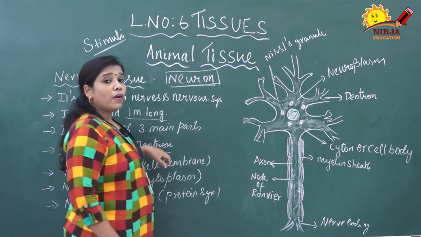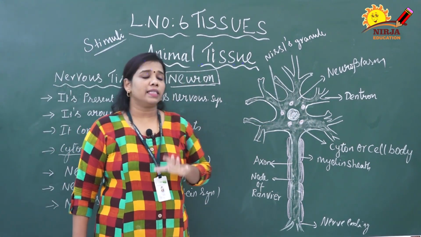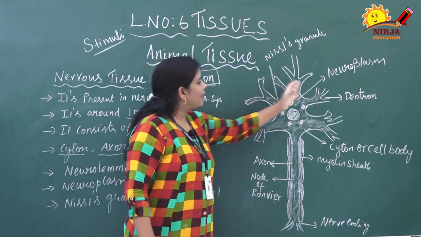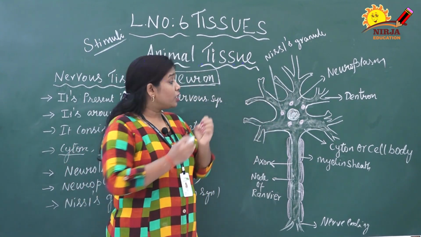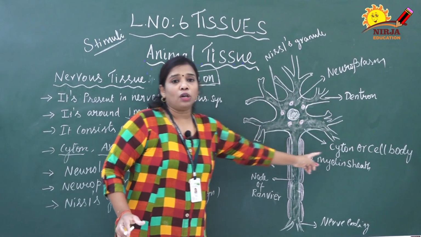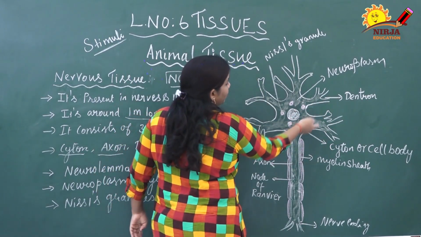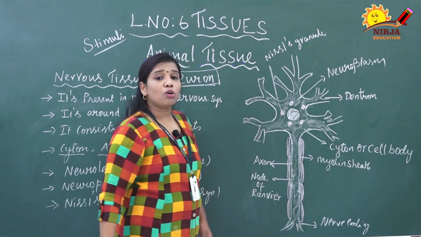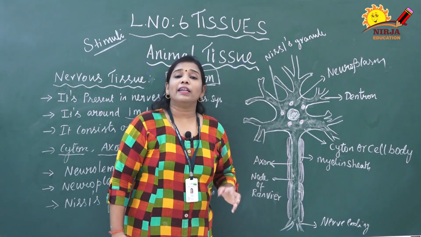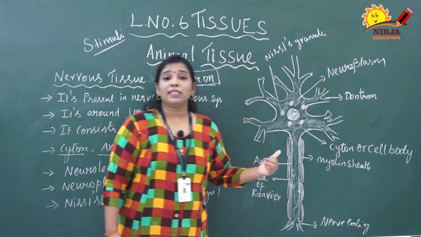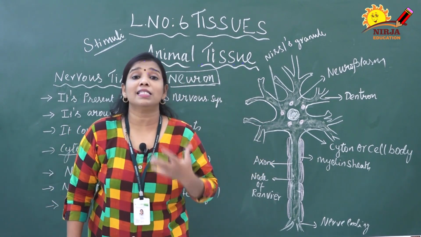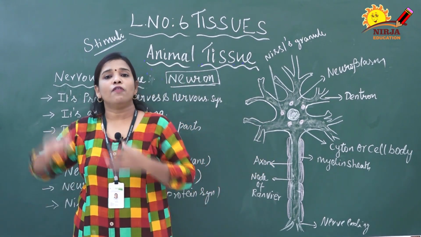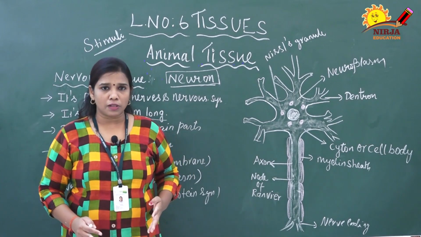Dendron, plural dendrites. Dendrites are hair-like or root-like structures which evolve from the cyton. If you see around the cyton, a hair-like or root-like structure is projected out; that is called a dendron, plural dendrites. These dendrites pass the message, the signal, the stimuli from one nerve cell to another nerve cell.